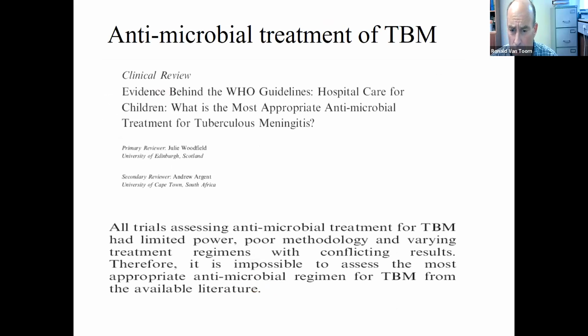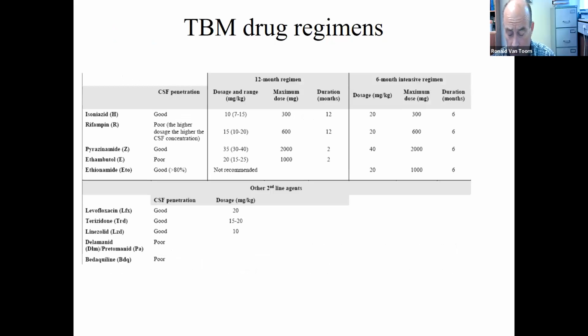With regard to antimicrobial treatment, this was a study that was published more than 20 years ago, and it's still valid. What the study reported is that the trials looking at antimicrobial treatment in TBM all had limited power, poor methodology, and variable treatment results. So it was impossible to assess what is the most appropriate treatment for children with TB meningitis. And I'm embarrassed to say that this is still the case 25 years later, but it may change in the near future.